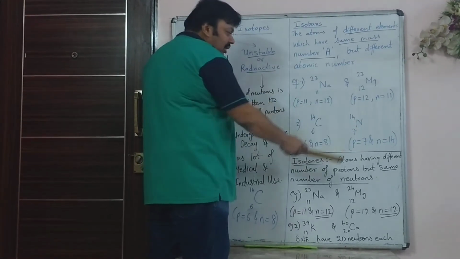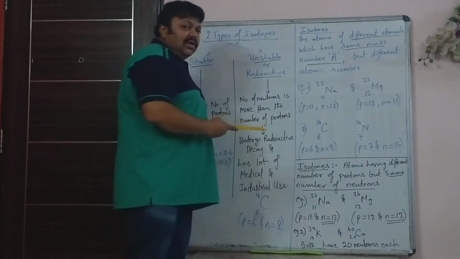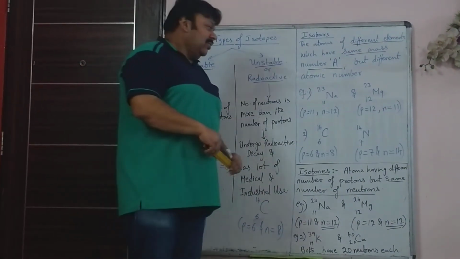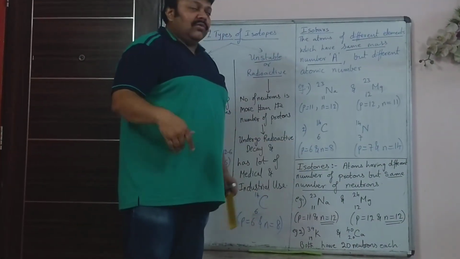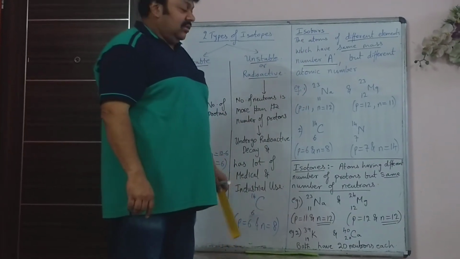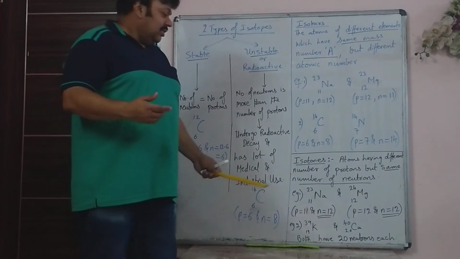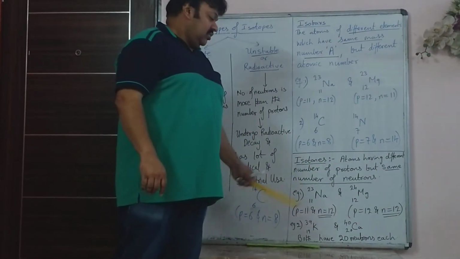Nitrogen-14, mass number is 14. Both of them have the same mass number. So since the mass number is the same, that is why they come under the title of isobars. Now last is isotones. They are different elements having the same number of neutrons.